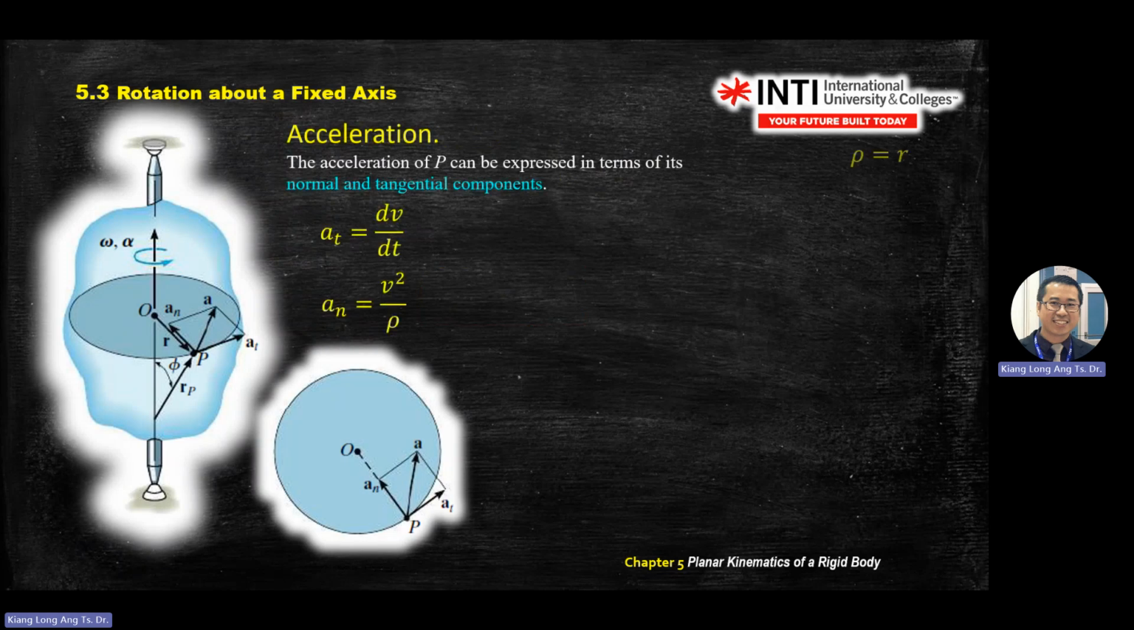The next one is what you already know. Recall, in circular motion you have tangential and normal acceleration. Normal acceleration is v squared over rho, that you already know. at equals v dot, or dv/dt. You are actually taking the tangent velocity.